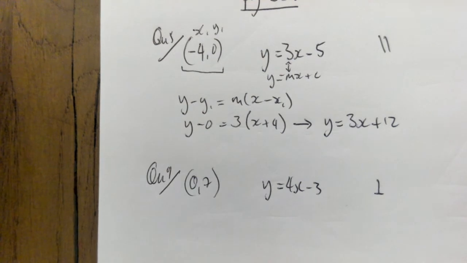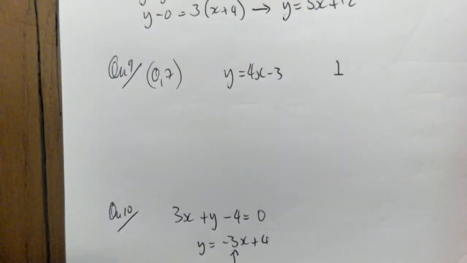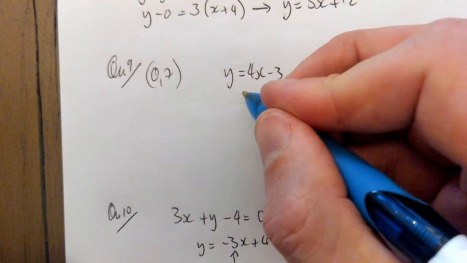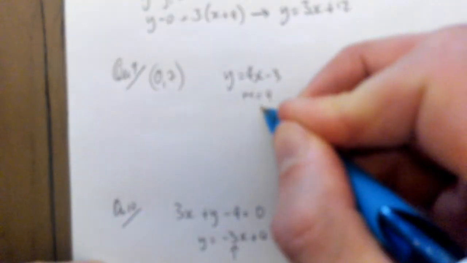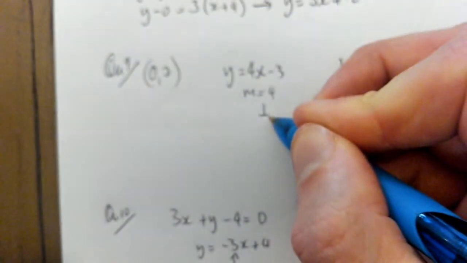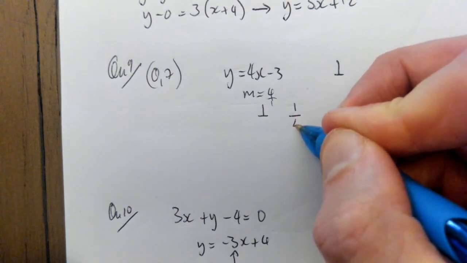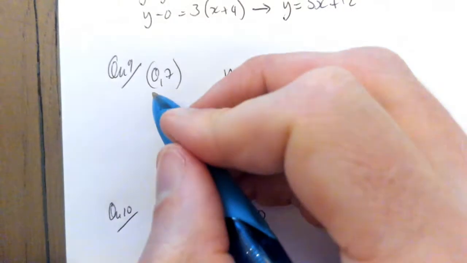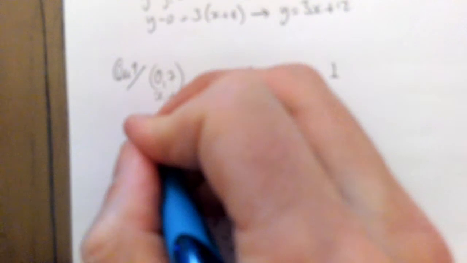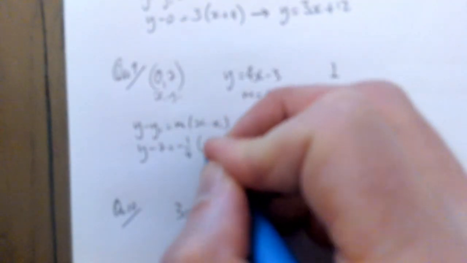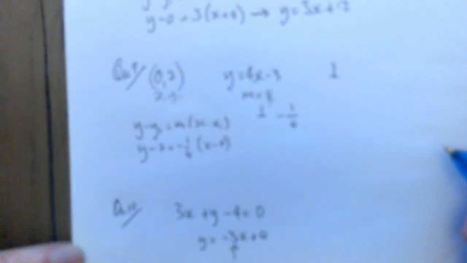Question 9 is similar, but we're talking about perpendicular lines now. So it's going through this point and is perpendicular to here. So the slope here, m is equal to 4. So the perpendicular slope, that's the notation for perpendicular, is 4 over 1. Flip the fraction, change the sign. So now we've got x1, y1. y minus y1 is equal to m(x minus x1). y minus 7 is equal to the slope of the perpendicular line, so minus 1/4, (x minus 0).